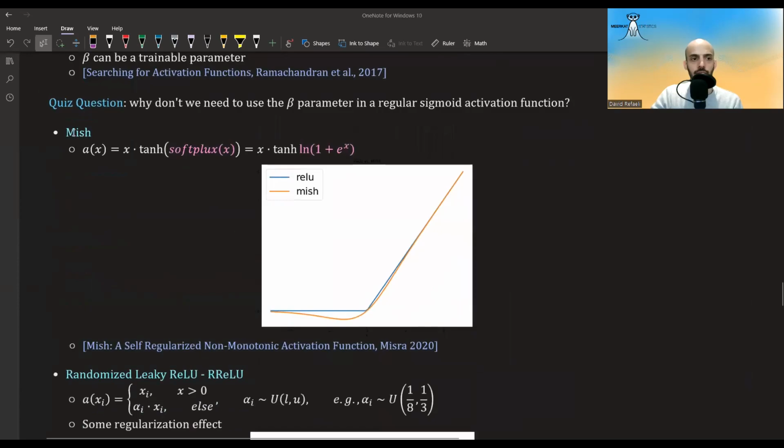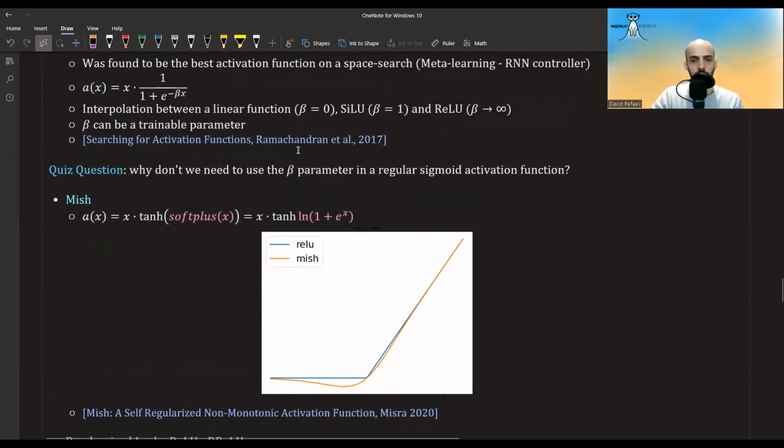Okay, another activation function is called Mish. It's defined like this. The Softplus is just this function over here. It kind of looks like the Swish or the SiLU.